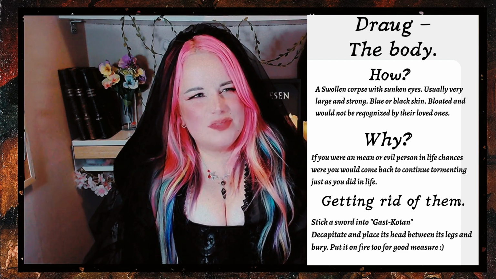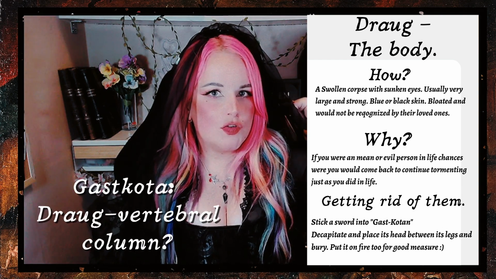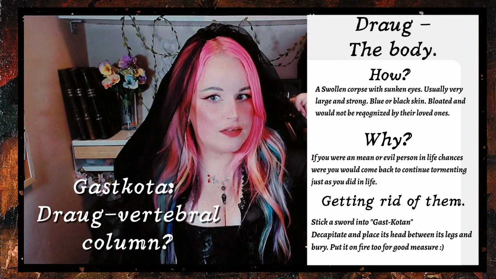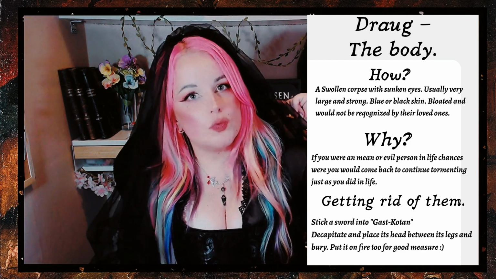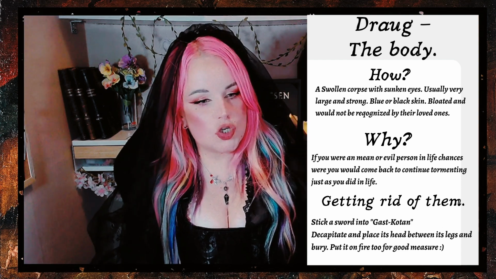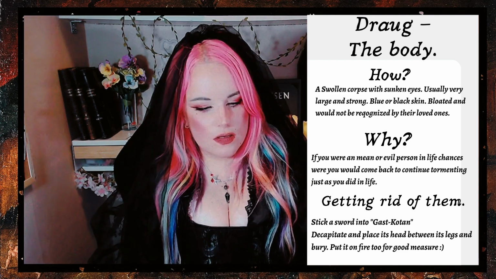If you happen to run into a Draug, there were not so many ways to protect yourself because of its superhuman strength and its size. But if you managed, you could stick a sword into gastkotan, which was the bone closest to your skull behind there. I'm going to have to Google what that is in English. It was called gastkotan. Anyway, you could stick it in there and that would paralyze it.